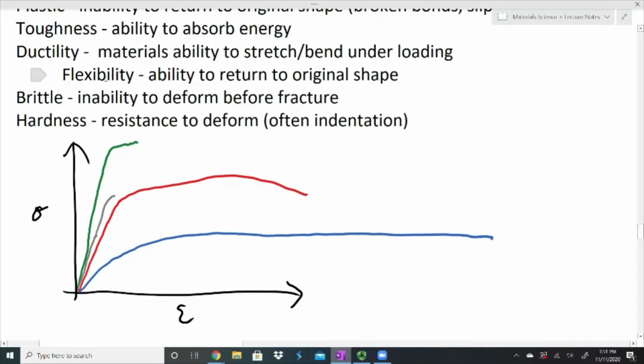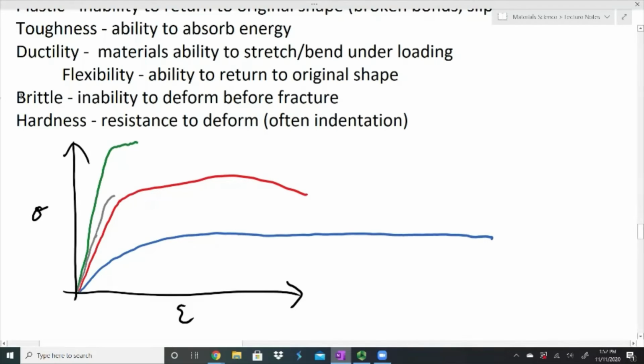Flexibility is similar to ductility. Flexibility is the ability to return to its original shape. So it's kind of like ductility, but it's in this plastic region. So how much can I deform a material? How much energy can I put into the material and have it bend back and have it go back to its original shape?